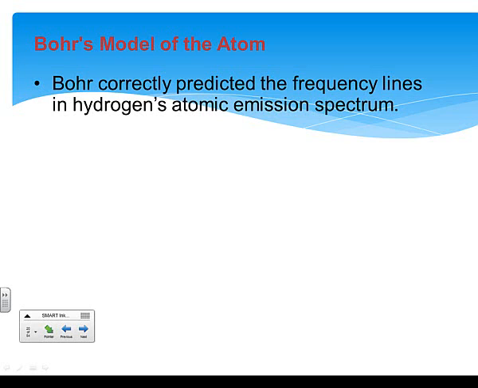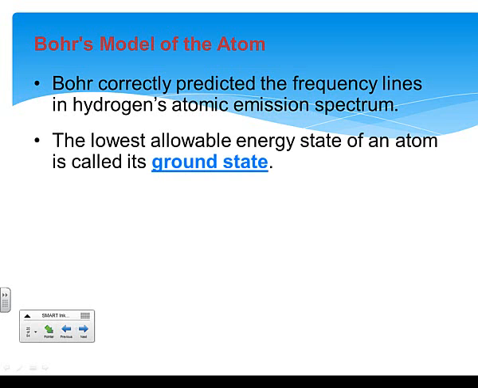Basically, when we start thinking about the quantum theory, this is just a little history part that I'm not going to ask you a whole lot about, but there was a man named Niels Bohr. Bohr correctly predicted the frequency lines in hydrogen's atomic emission spectrum. He predicted it based on the amount of energy, the quanta, those little packets that we talked about, that hydrogen's electrons would absorb up to higher energy levels and then release. That's how he did that.